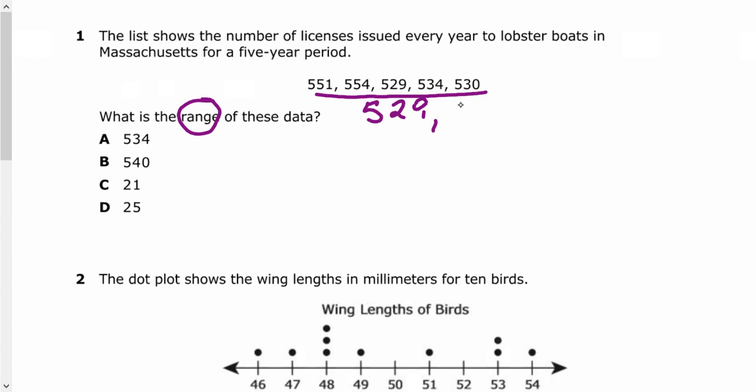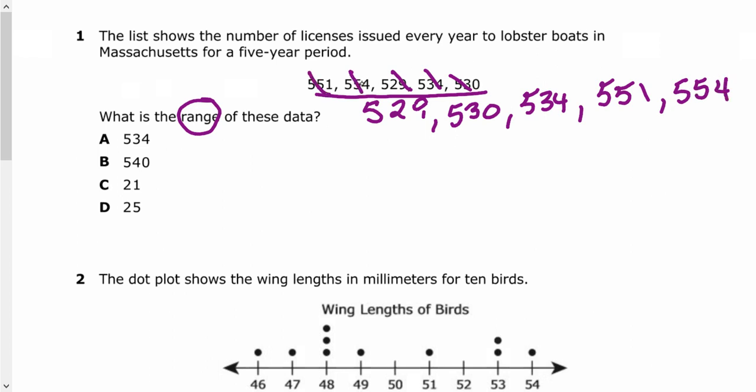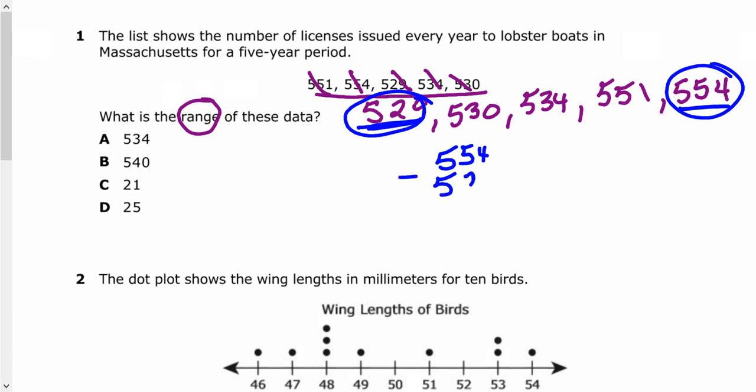So 529, 530, then 534, 551, and 554. And I want the distance between the greatest and the least number. So between 554 and 529, I'm going to find the distance by subtracting. So my distance is 25, so that means my range is 25.